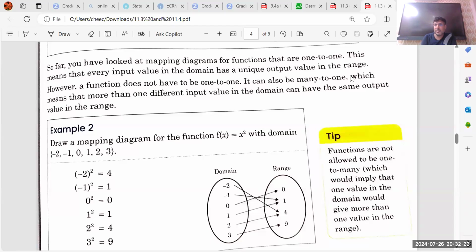Okay? Now, what is this function called? This function is called many to one. The first one we were doing was 1 to 1. Now this is many to one. Many values are pointing to one value. All right?